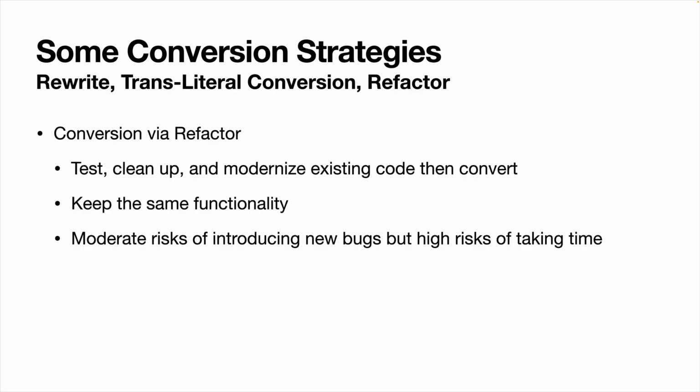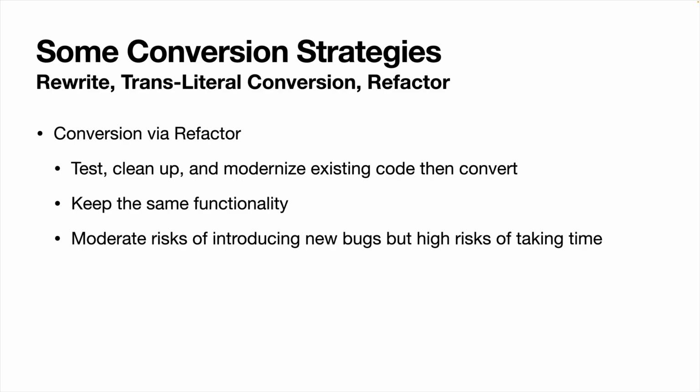Probably the best solution is via refactor. First step, write tests, clean up the code, modernize it to modern Objective-C, and then do the conversion. This helps us keep the same functionality, the same expectations as the current code. That means we're not rewriting it, we're just refactoring it to make it a little better. And we're at moderate risk of introducing new bugs, but the thing is we've tested things, and we should have a good set of tests around things so that when we make changes, we know whether or not we made a mistake. But we also have a high risk of taking a lot of time.